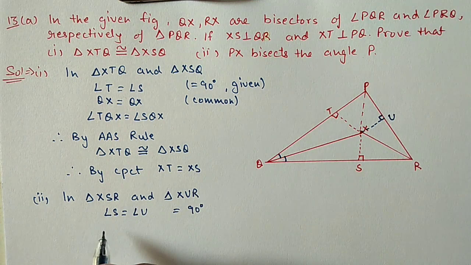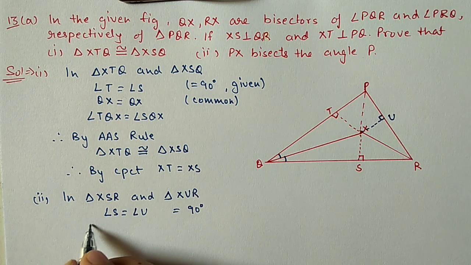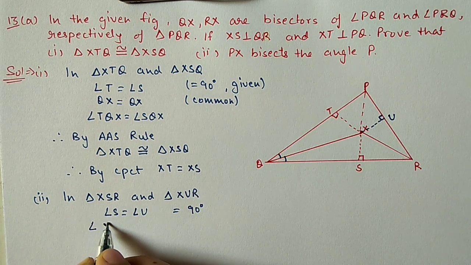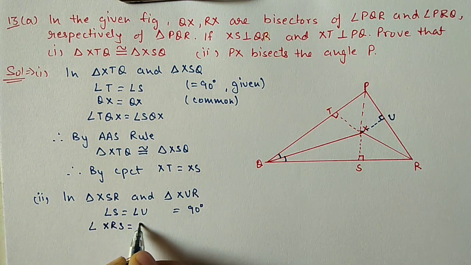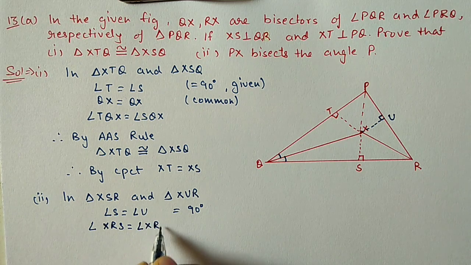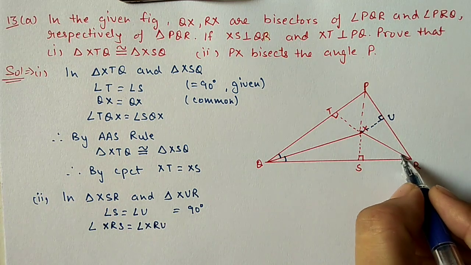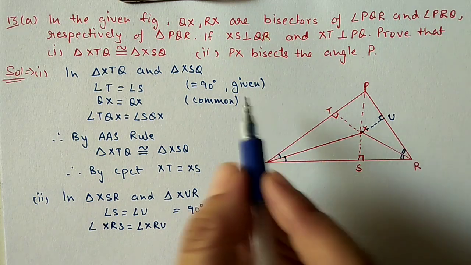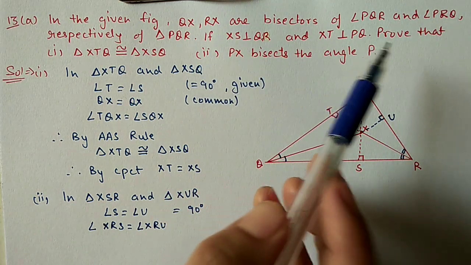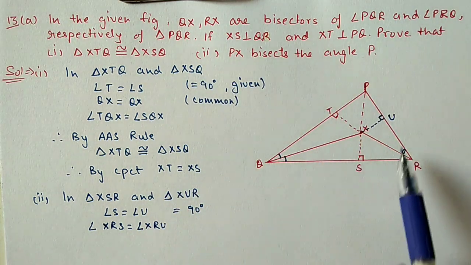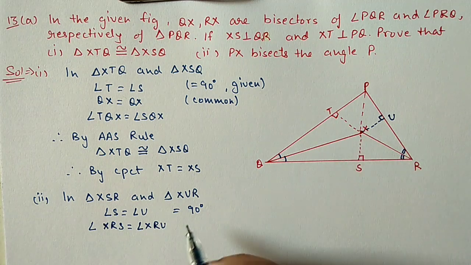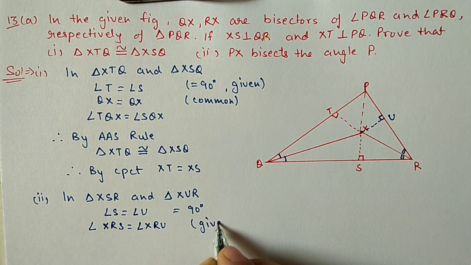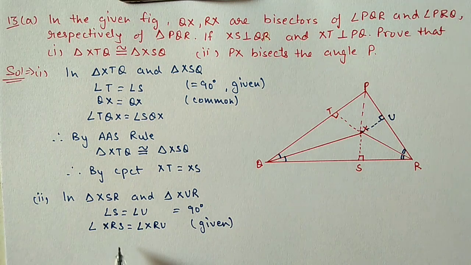Second thing we can take here, angle XRS is equal to angle XRU. This is also given in the question. This is the bisector of angle PRQ, it is given in the question. Third, we can take XR is common for both the triangles.